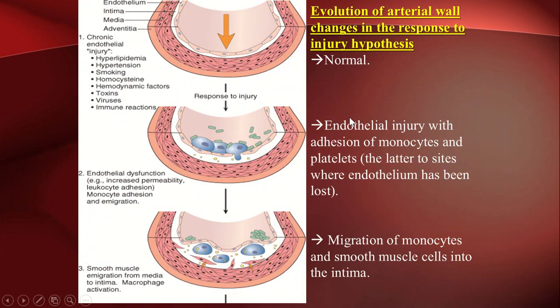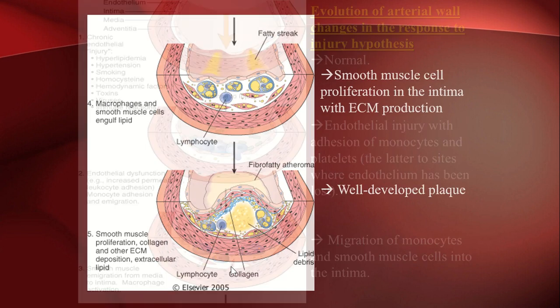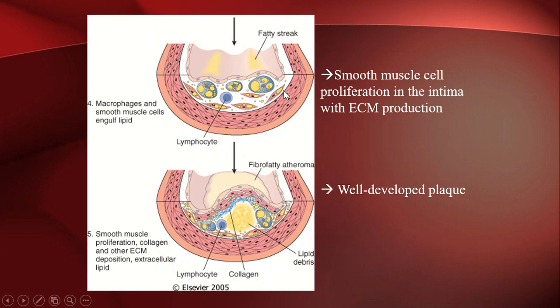Also the illustration of the formation of the fibrofatty plaque. Here you see the normal blood vessel. Here you see the start of the endothelial injury with the adhesion of the monocytes and platelets, the migration of the monocytes and smooth muscle cells into the intima, and the smooth muscle cell proliferation and the extracellular matrix production. And here finally we see the well developed atherosclerotic plaque.